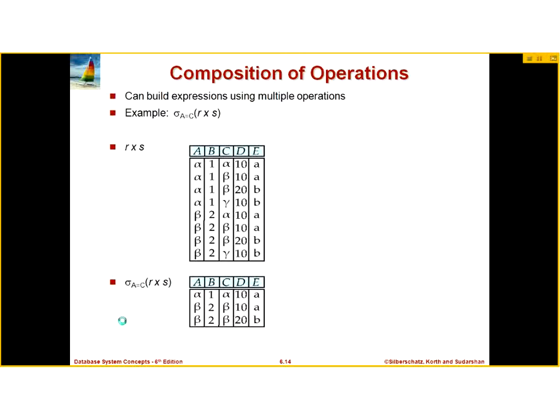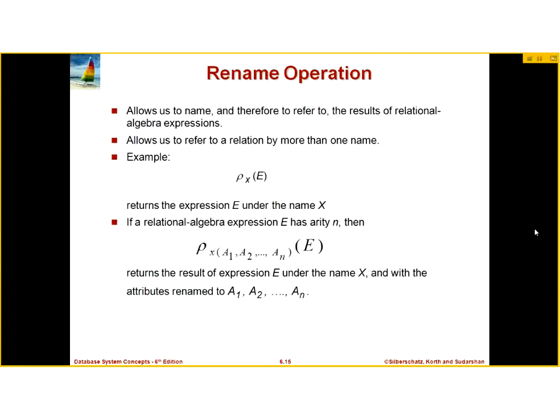Now you can build expressions using multiple operators as well. Like, you can perform R cross S, and then you can select only those rows where attribute A is equal to C. So you are combining two operations over here. There is a rename operation which allows us to name and therefore to refer to the results of relational algebra expressions. It allows us to refer to the relation by more than one name.